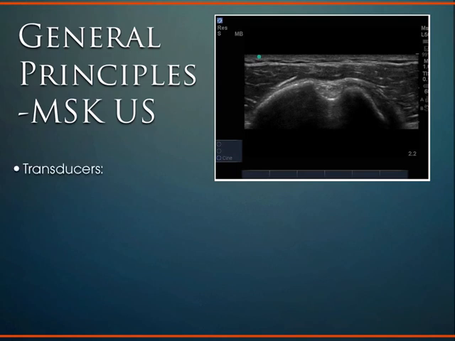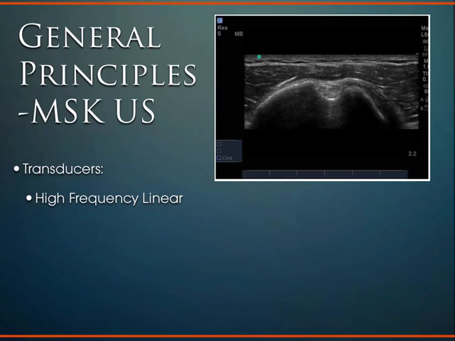So some general principles. We all learn about the different transducers that are used with ultrasound, linear, curvilinear, and the different frequencies. With musculoskeletal ultrasound, you need the high frequency linear transducer for a couple reasons. The high frequency gives you better resolution but less penetrance, and lower frequencies give you more penetrance but less resolution. So with musculoskeletal, we're dealing with a lot of superficial structures. We're not really trying to get too deep.